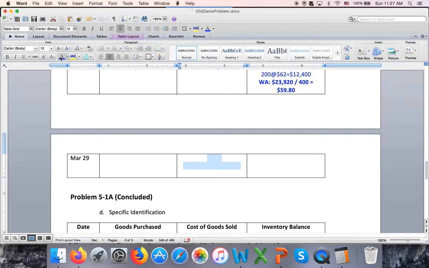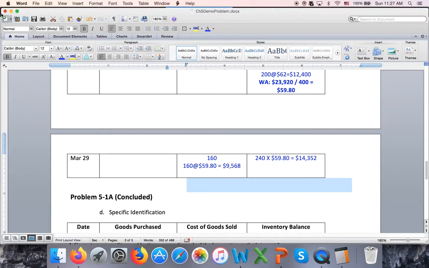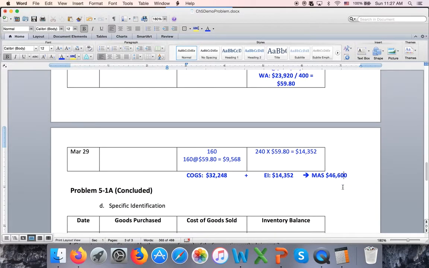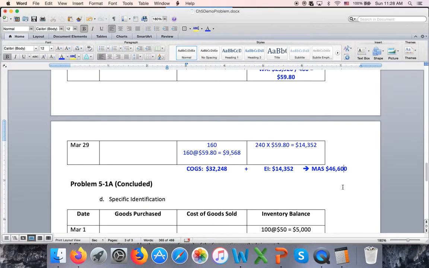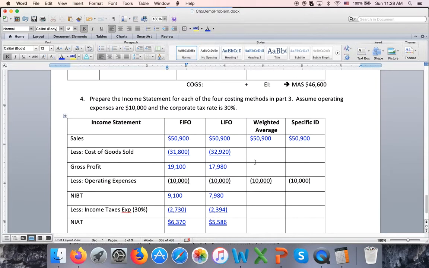And so when I sell 160 items, that is the amount of cost of goods sold I have, and this is the amount of inventory I have left. So I'll put it right here. You can see your COGS plus ending inventory equals the same amount, the merchandise available for sale. So let me just take this 32,248 and fill this right in here. So you can see that your COGS under weighted average is not as high, not as low. So your gross profit is in the middle, and then your net income before taxes and net income after taxes are not as high, not as low.